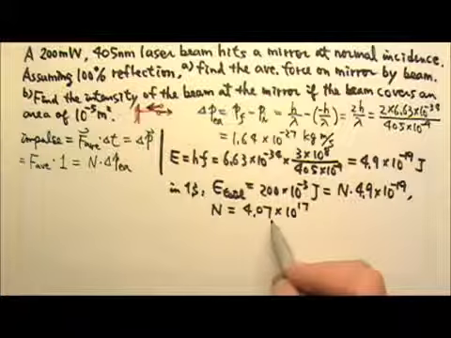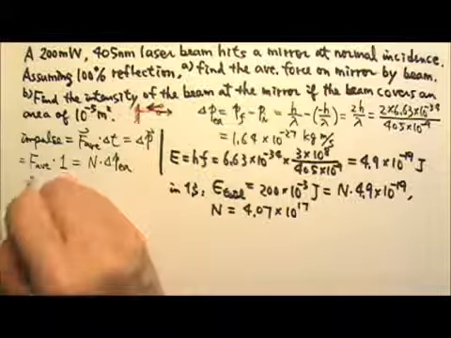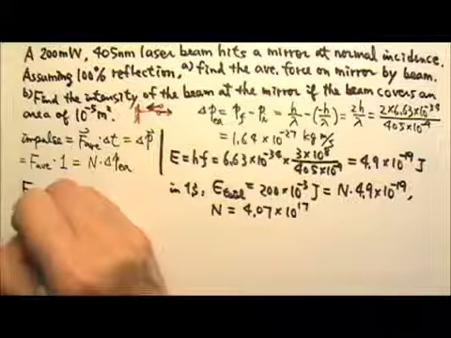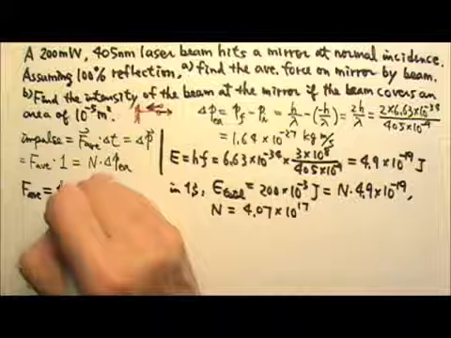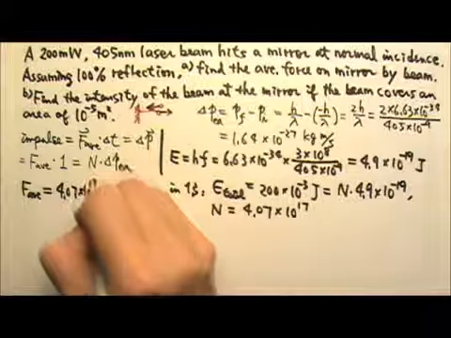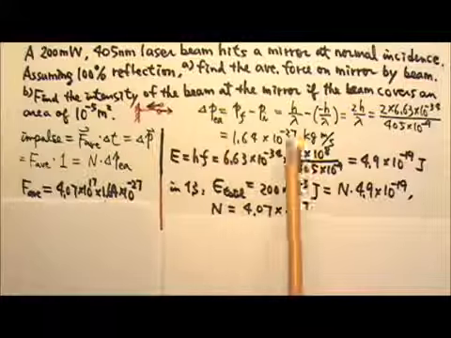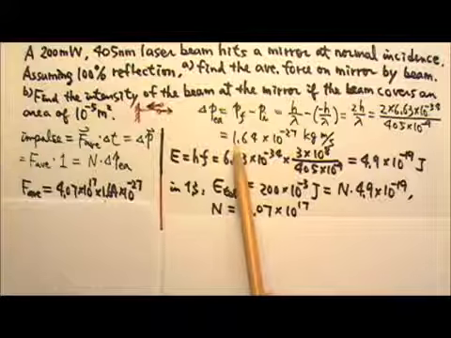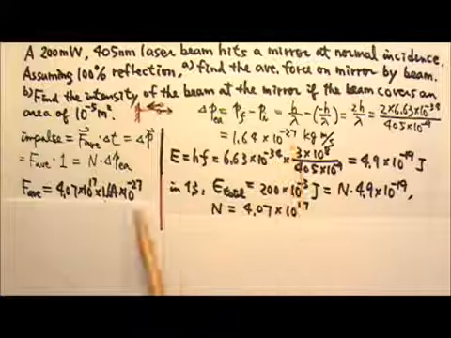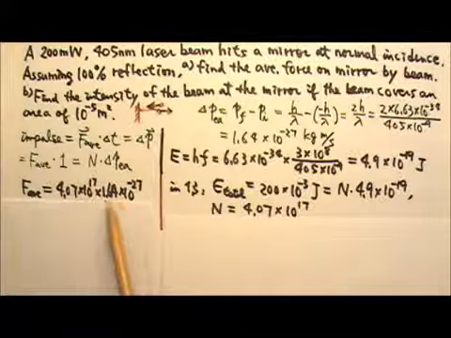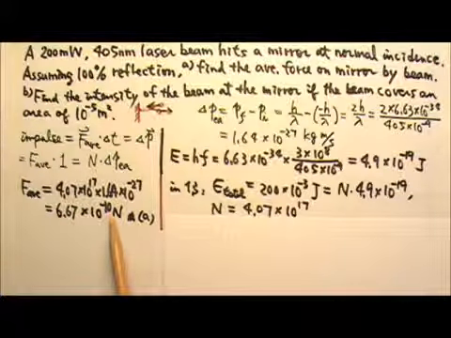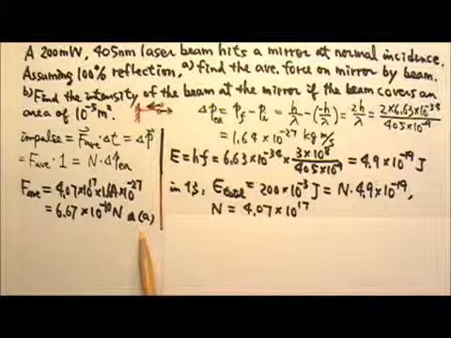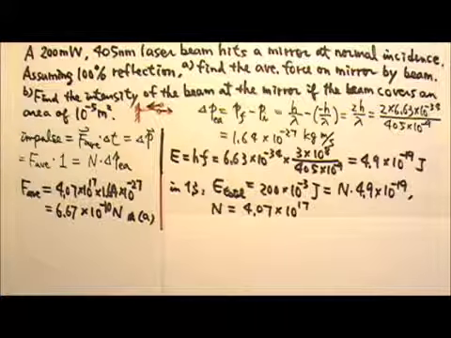Now I can plug these two in here. The average force, which is what we're looking for, equals n, 4.07 times 10 to the 17th, times the delta P for each photon, which is 1.64 times 10 to the negative 27th. This gives us a force of 6.67 times 10 to the negative 10th newtons. And that's our answer in part A.